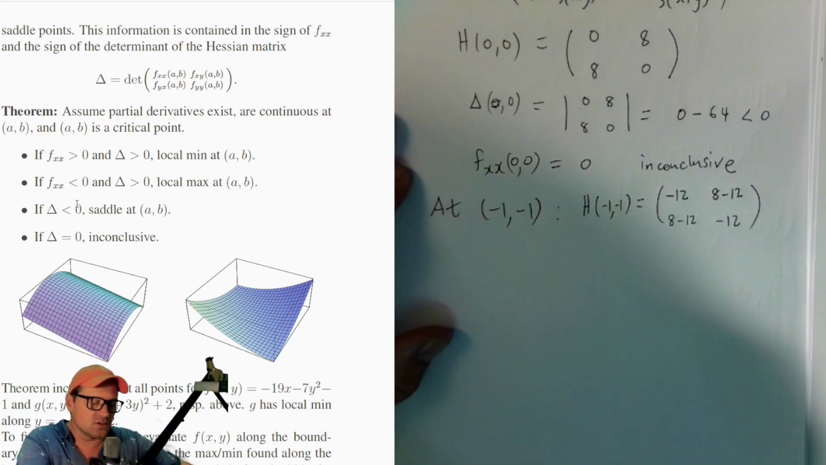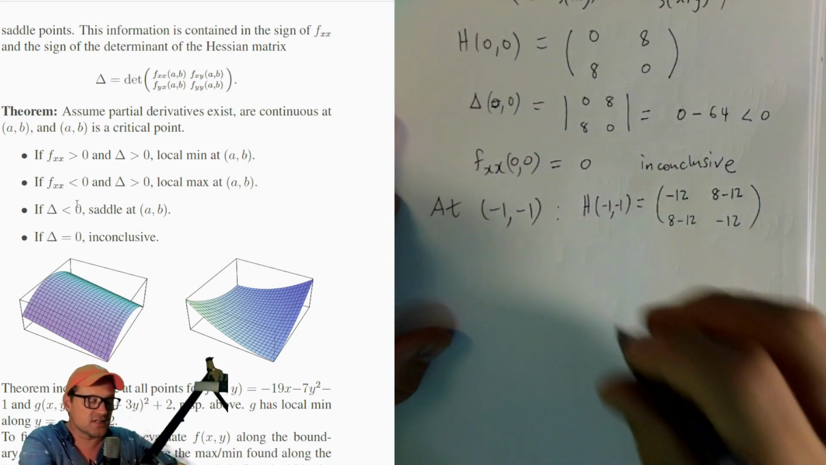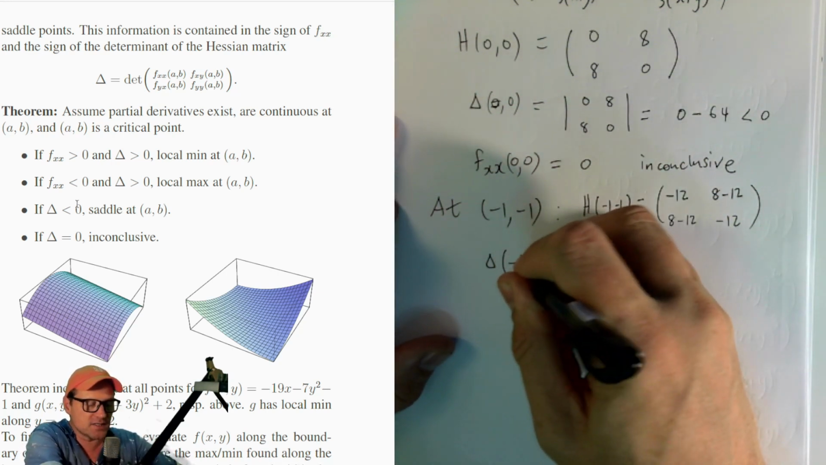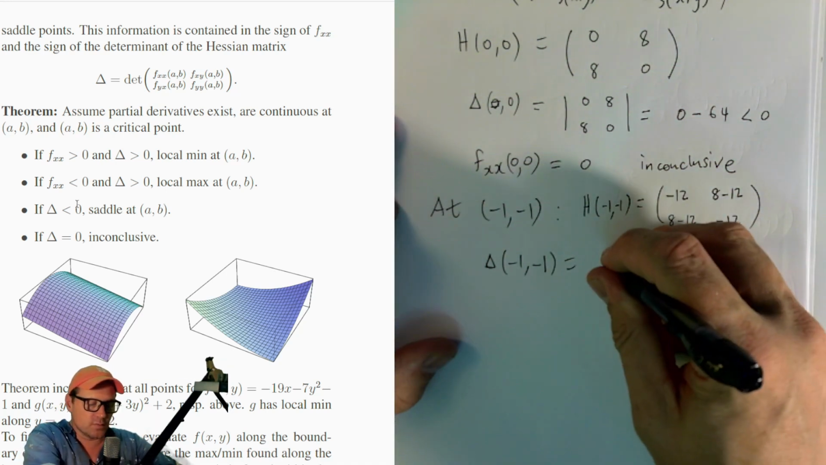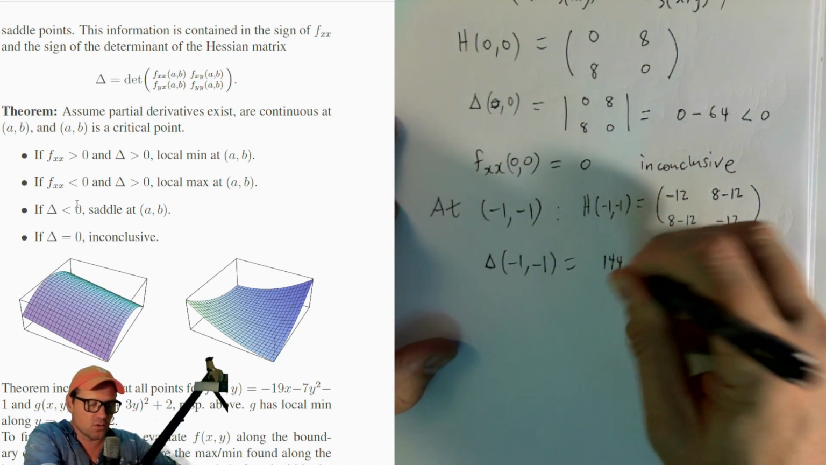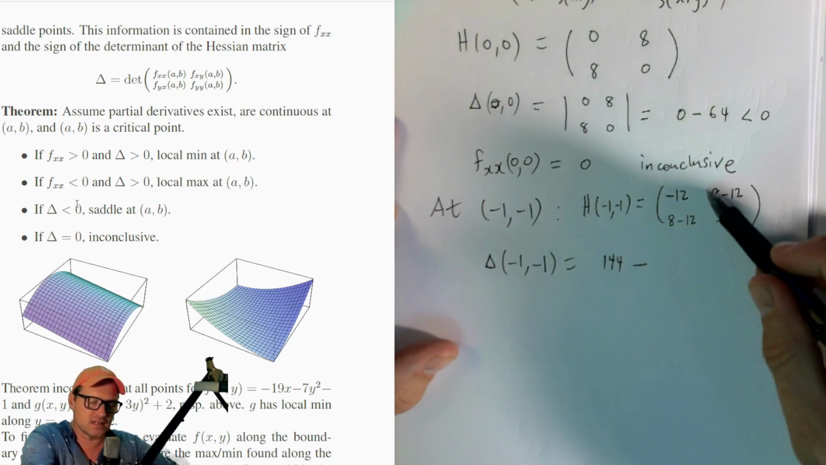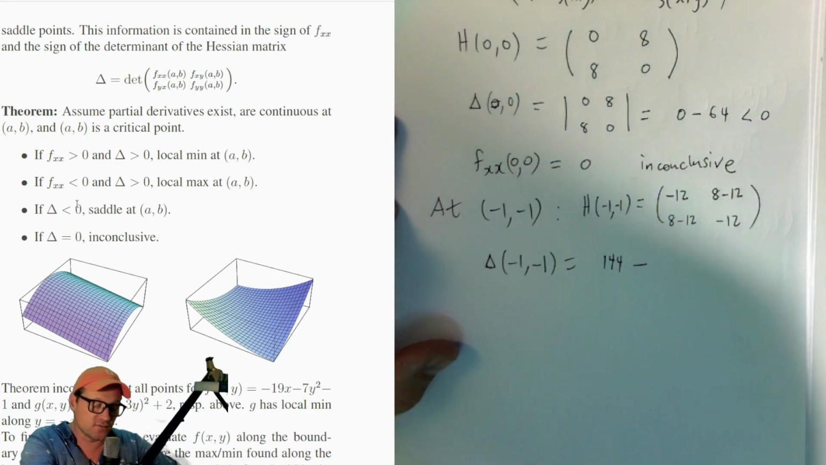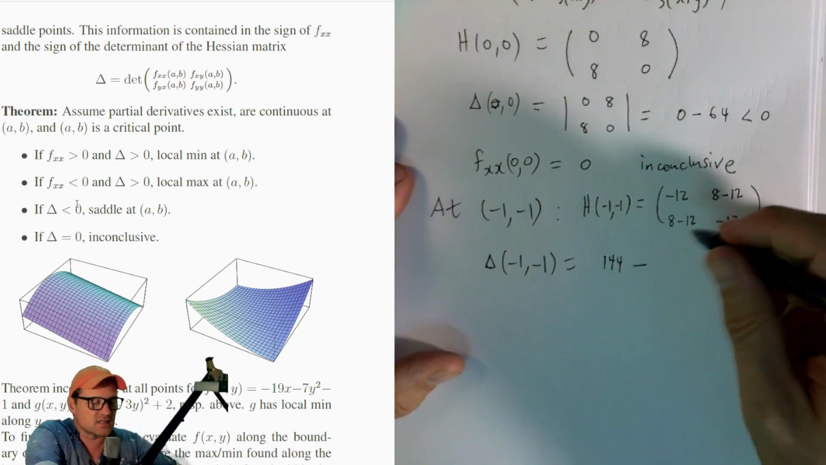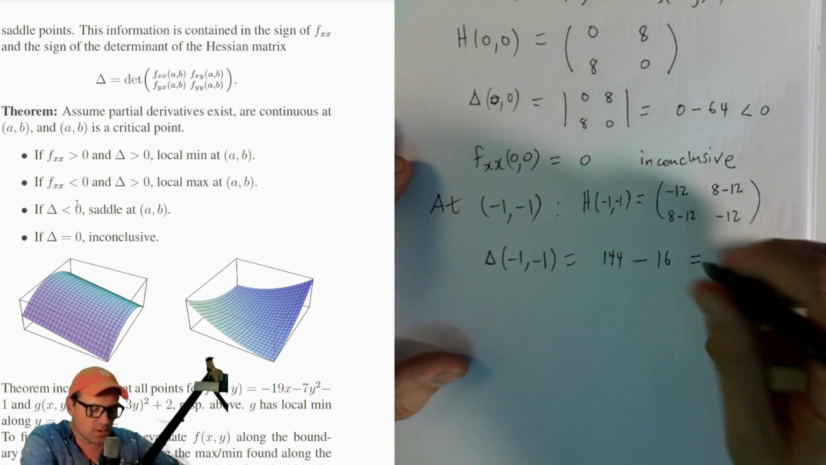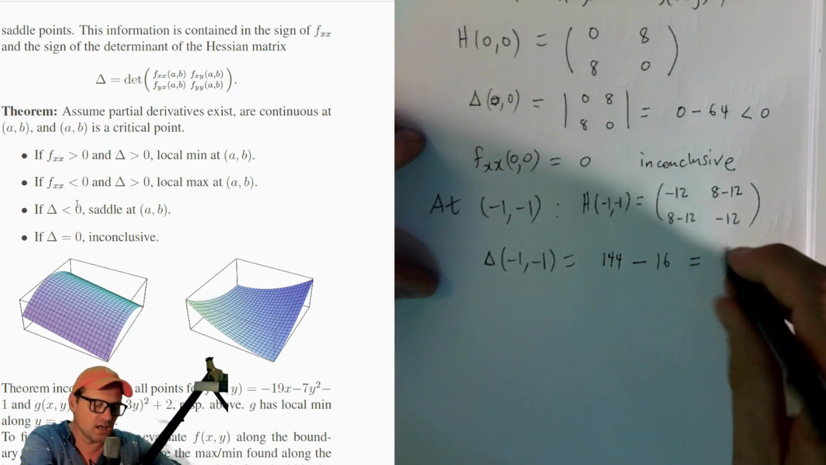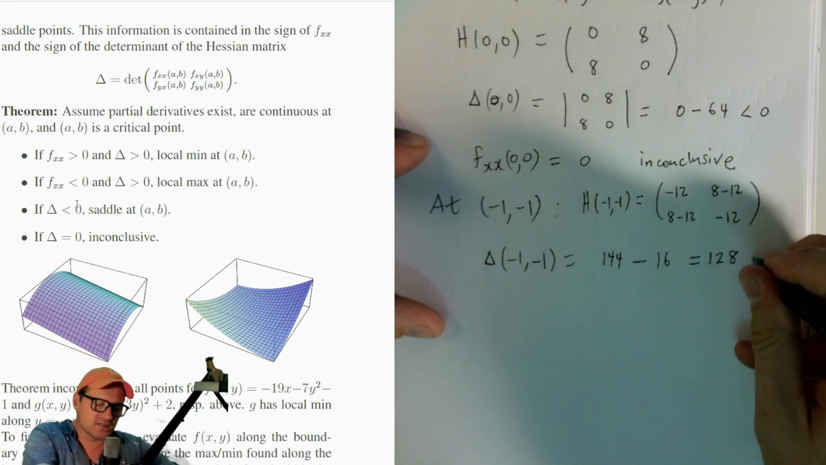All right, taking the determinant of this matrix, delta at (-1, -1) is 144 minus, now this here is -4, so -4 times -4 is 16, but we have a minus in front of it, so -16 there. And so we have 128 for that, which is positive.